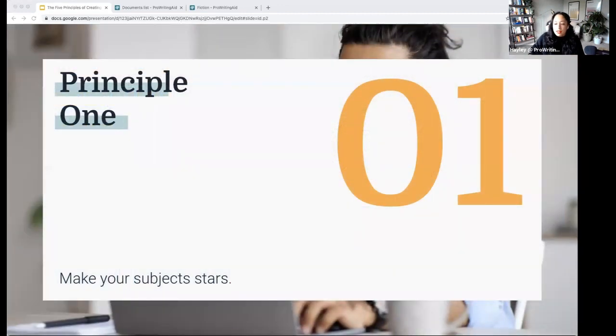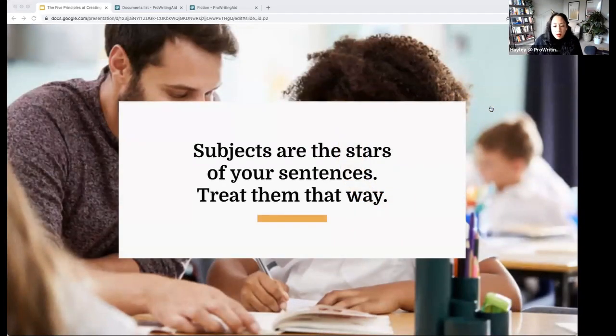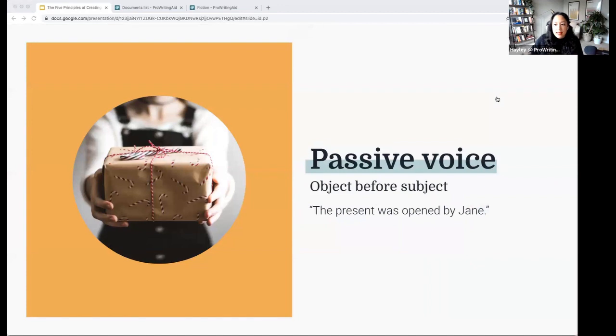So our first principle is to make our subjects the stars of our sentences. Subjects are the stars of your sentences, and it's important to treat them that way. They are the main actors of your text, so you have to prioritize them. If you've written a sentence with passive voice, that means you've put the object of your sentence before the subject of your sentence. So if you think about a subject as having someone who is doing something and something that the doing is happening to, a passive voice sentence is when you have the thing that's having the doing happening to it go at the beginning, the object, right? And the subject, the one that's doing the doing, is hidden all the way at the end of the sentence.